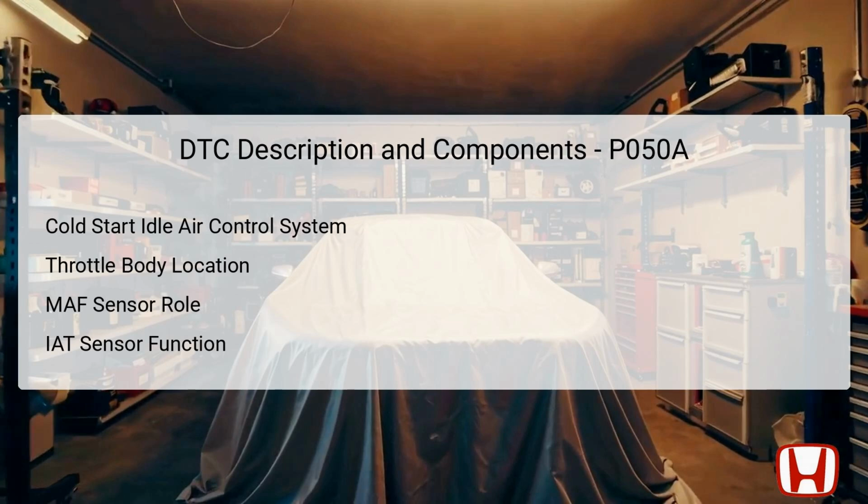The MAF sensor, positioned in the air intake, measures the amount of air entering the engine, allowing the PCM to adjust fuel delivery accordingly. The IAT sensor, also found in the air intake, gauges the temperature of the incoming air to optimize the air-fuel mixture.